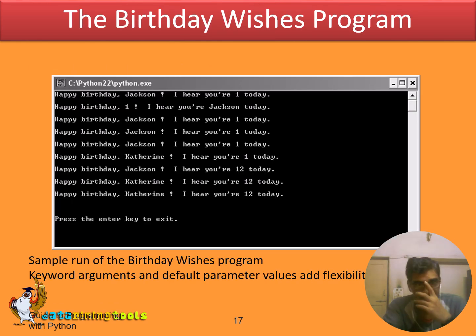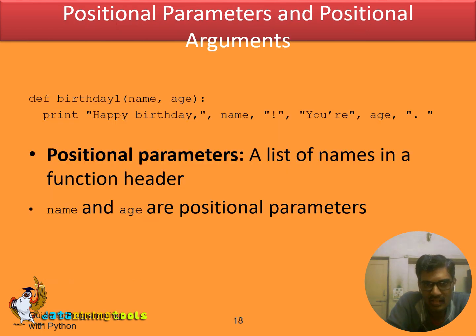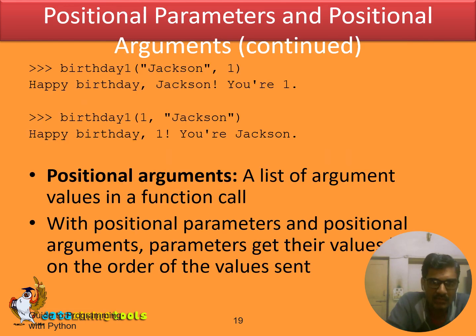Okay, next, the birthday wishing program. It's a sample run of the program. So here it wishes happy birthday and your year. Let's look at positional parameters. Positional parameters are nothing but name and age. In this example, def birthday one, name and age are positional parameters, and these are positional arguments. So instead of name, if you pass age, and instead of age, if you pass name, it might be a bug sometimes, or sometimes it will work.